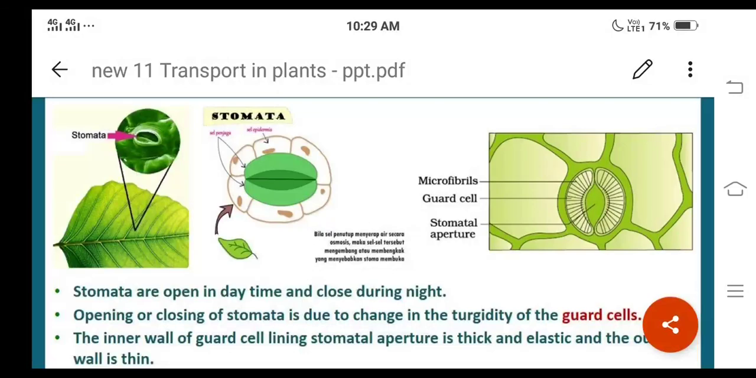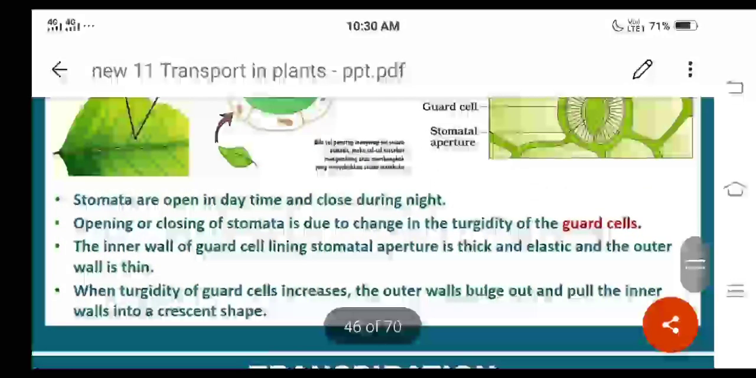What is the importance of this? This thickness and thinness of the walls of the guard cells helps in the opening and closing of stomata, right? And one more important point is, when turgidity of guard cells increases, the outer walls of the guard cells bulge out, and pull the inner walls into a crescent shape.